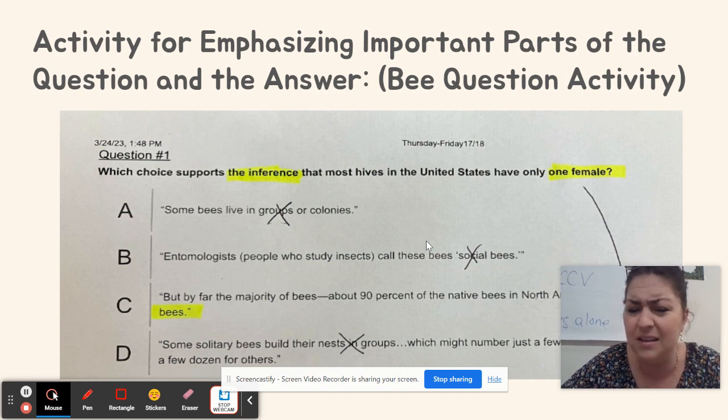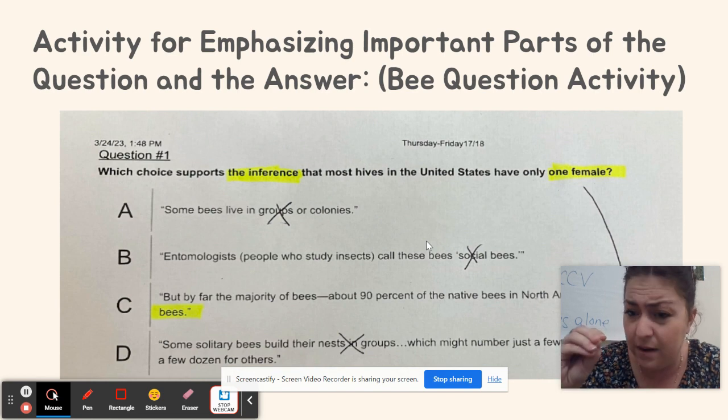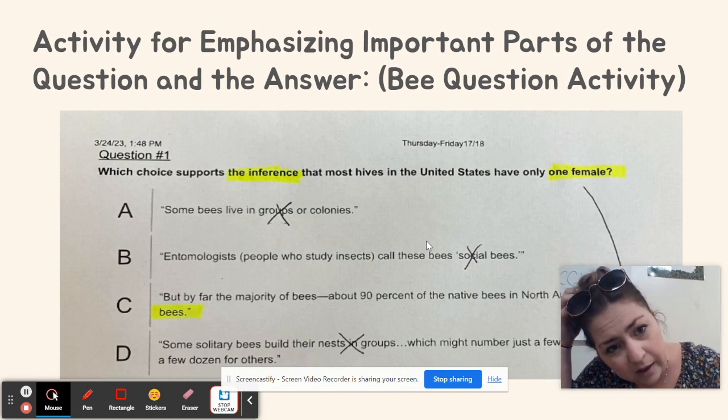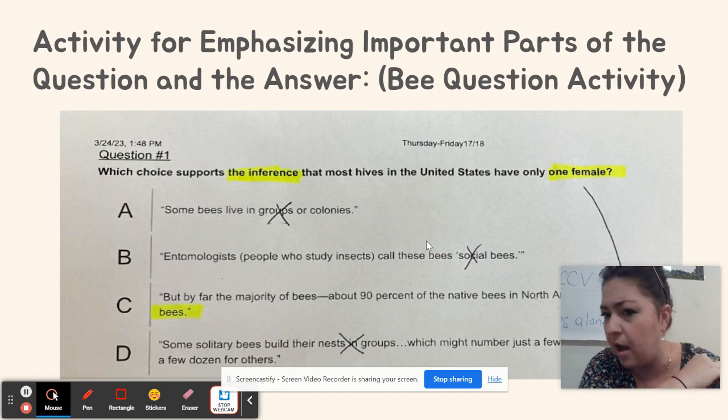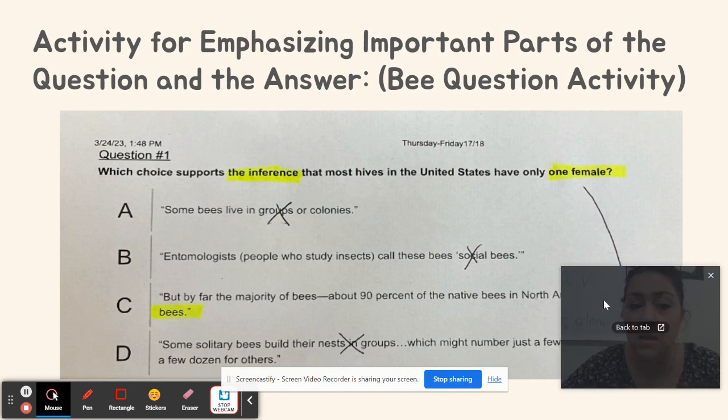And they were like, well, I think it's the fact that we're looking for something that's an inference, and we're looking for something that has to do with one female. I said, that's exactly right. Highlight or focus on that. So we don't even need to read this story. If we look at the answer choices, we're going to focus on any one of them that gives me the idea of one. So if you look at choice A, we got rid of that because that talked about the ideas of groups. That's completely opposite. B had the idea of being social. That's completely opposite to the idea of oneness.